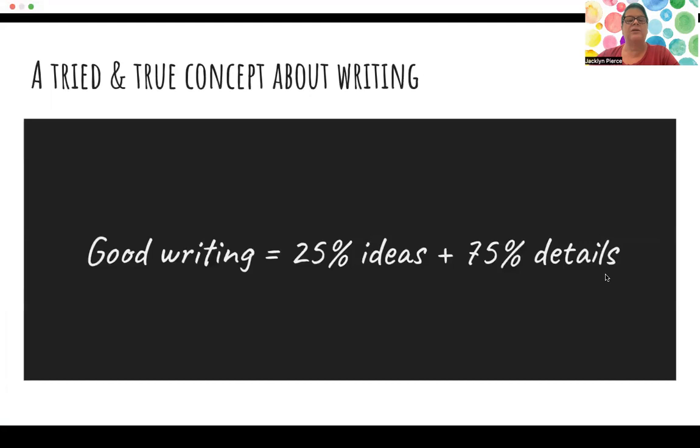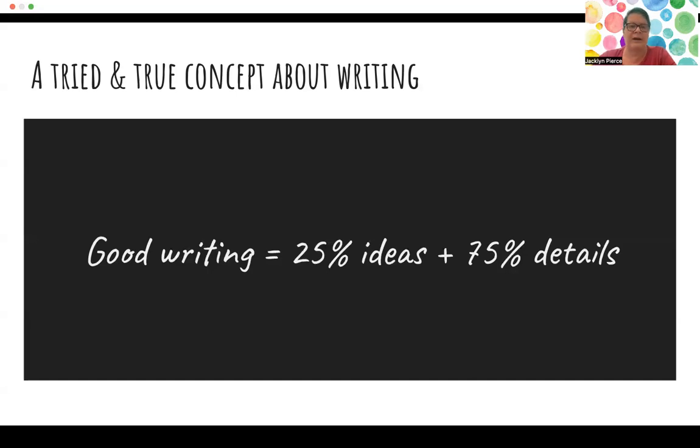And that is that good writing equals 25% ideas and 75% details. So, why is this so earth shattering? I think the biggest reason that I really still appreciate this formula is that most people believe that writing is all about ideas, that you have to have some kind of grand idea, or such profound ideas that you need to share with the universe. But the reality is that most of what we convey in our writing should not be about the ideas, but about the details that support those ideas.